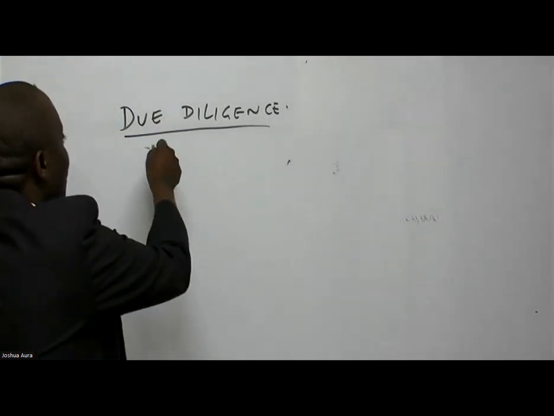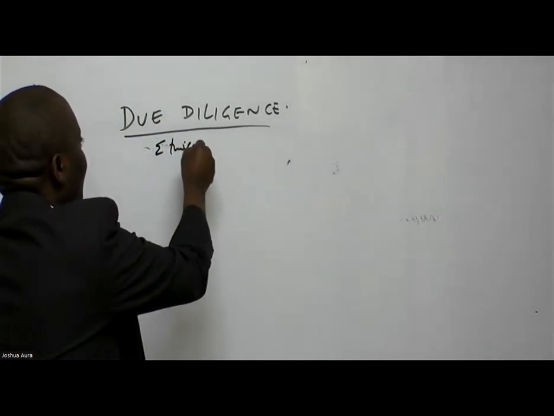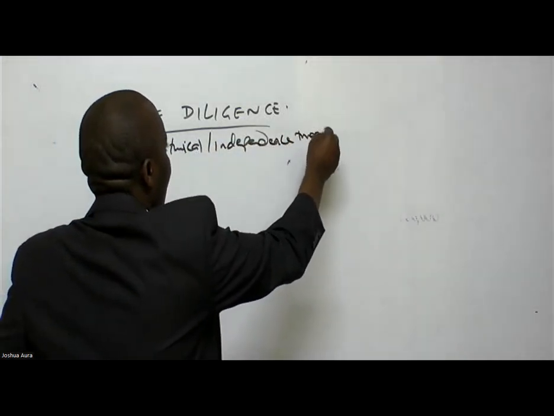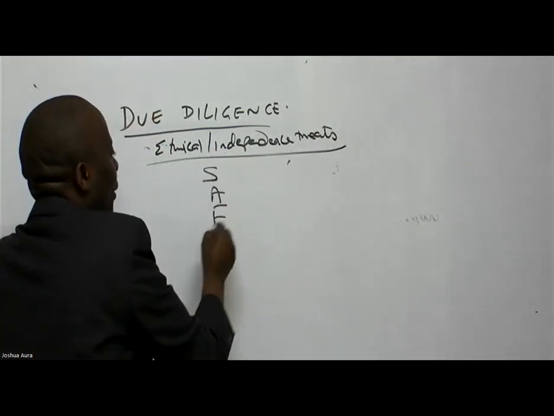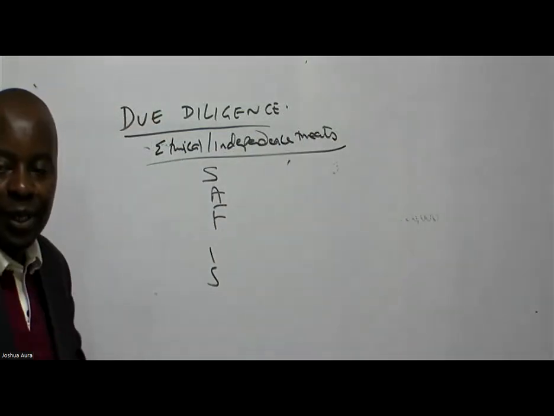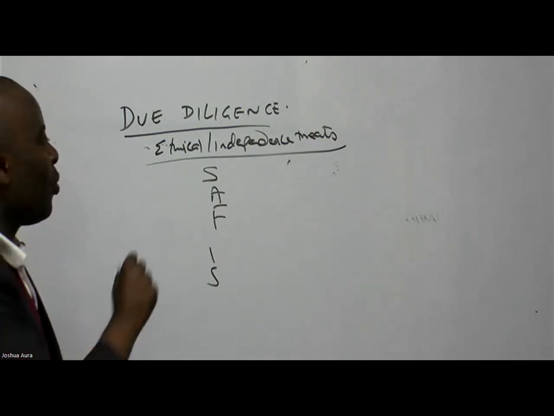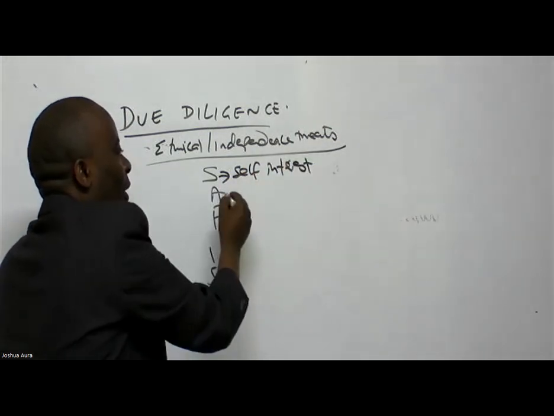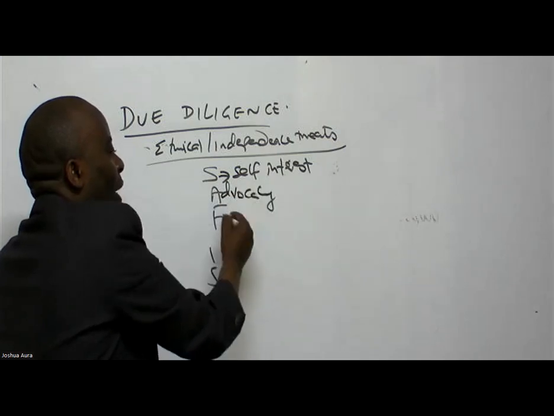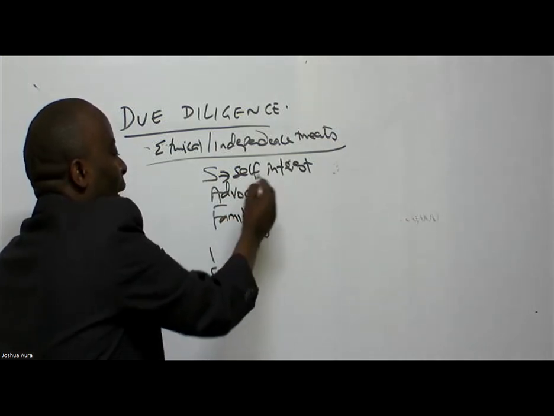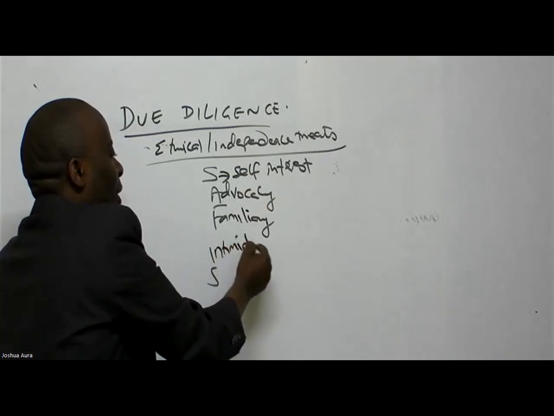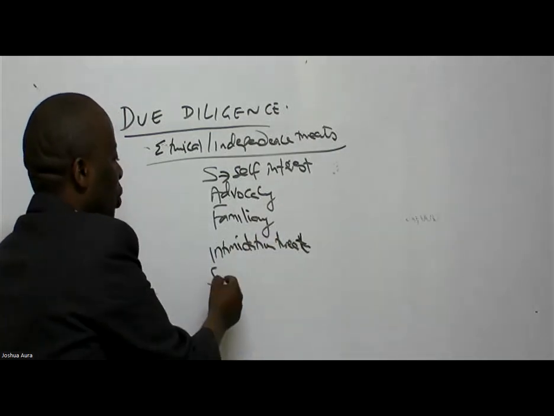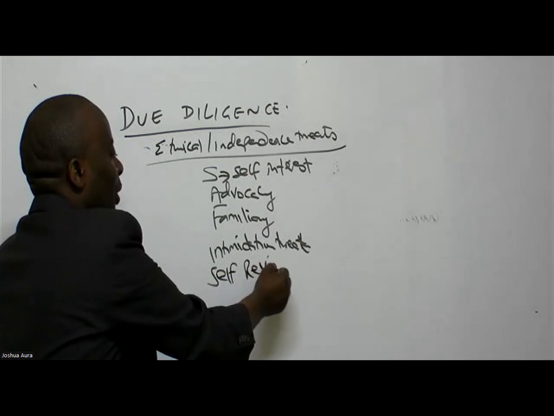Ladies and gentlemen, remember ethical threats. Ethical independence threats. Remember the concept of Mr. Surface. So where we have this S stands for what here? For self-interest. We have what we call advocacy. We have what we call familiarity. We have what we call the intimidation threat. And then of course we have what we call the self-review threat.